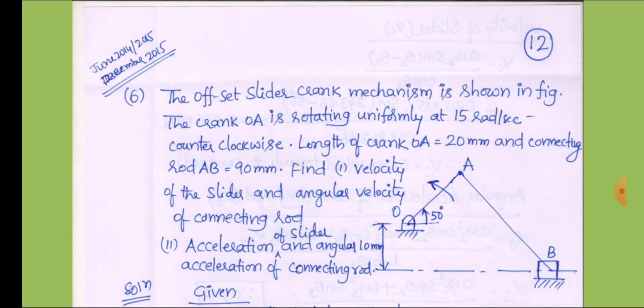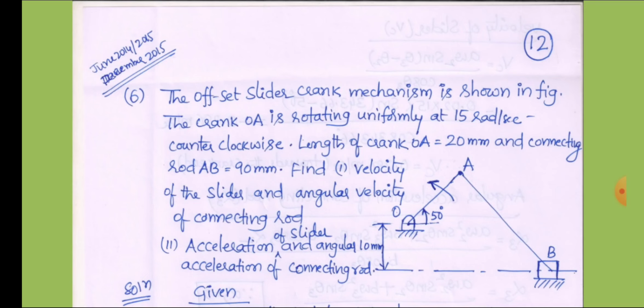The offset slider crank mechanism is shown in the figure. The crank OA is rotating uniformly at 15 radians per second counterclockwise, and the length of crank OA is equal to 20 mm and connecting rod AB is equal to 90 mm. Find first, the velocity of the slider and angular velocity of the connecting rod.